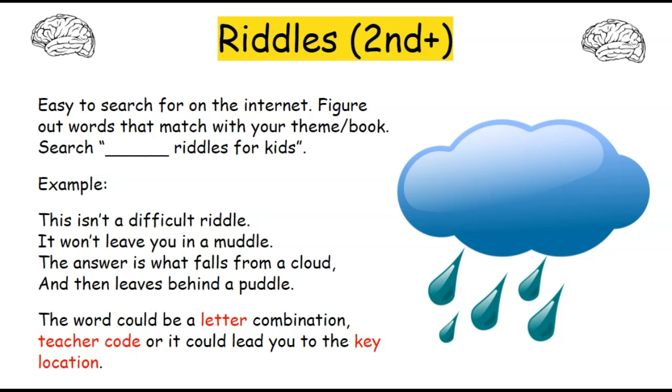This particular one isn't a difficult riddle. It won't leave you in a muddle. The answer is what falls from a cloud, then leaves behind a puddle. So this combination would be rain. The words can be used for a letter combination, a teacher code, or it can lead you to a key location.